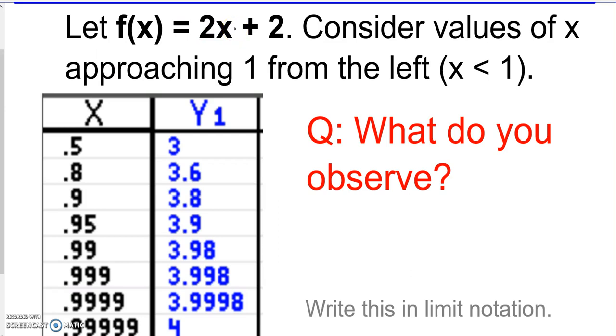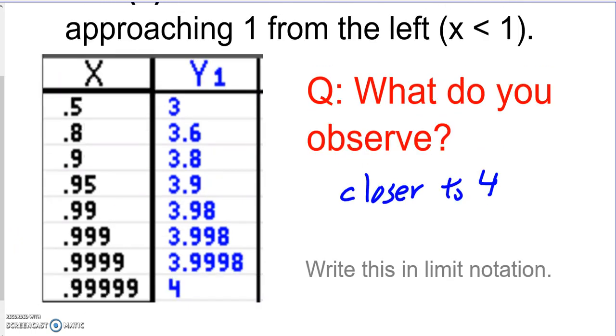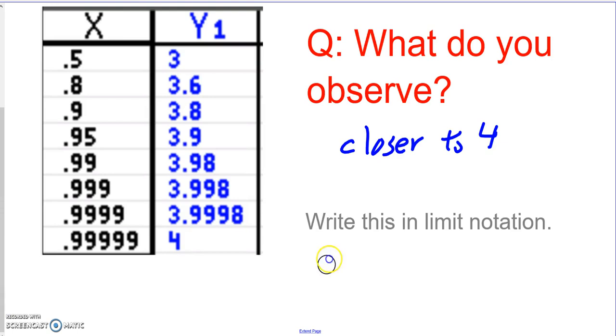I want you to pause this video, write down what you observe, and consider the values of x approaching 1 from the left. As it's getting closer to 1, what do you observe? Hopefully you observe that as it's getting closer and closer to 1, it's getting closer and closer to 4. This actually isn't exactly 4, this is a rounding error in the calculator, but it is approaching the value of 4. So in our limit notation, we would write this as the limit as x approaches 1 from the left side, f of x equals 4.